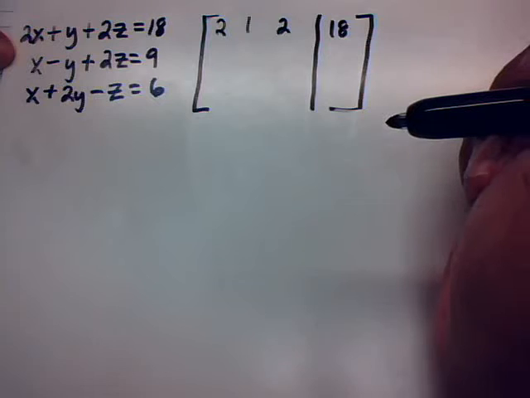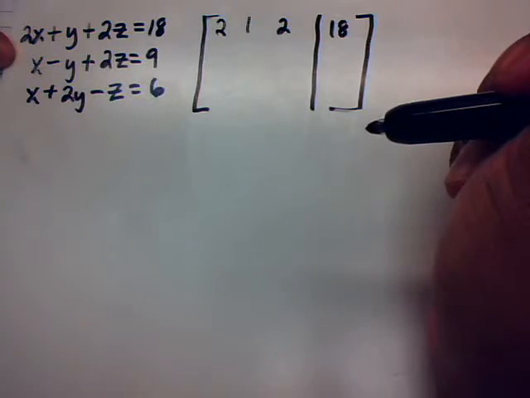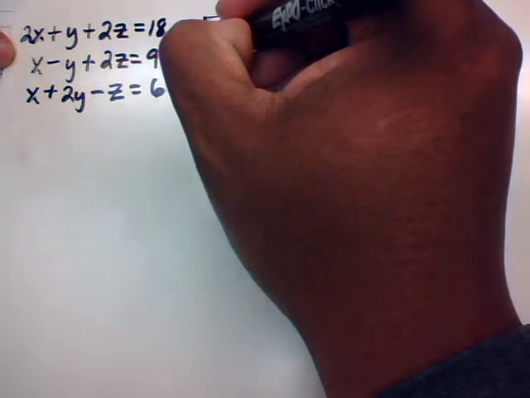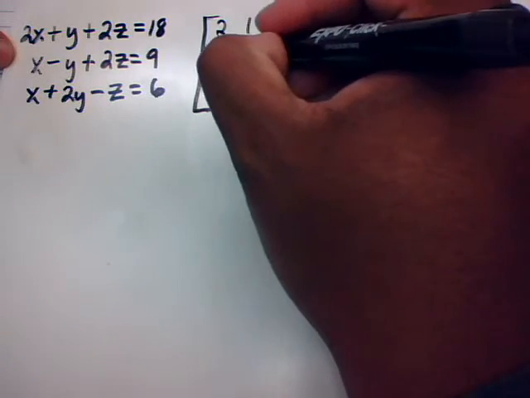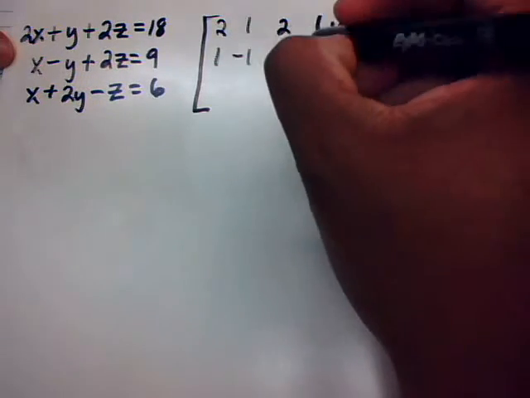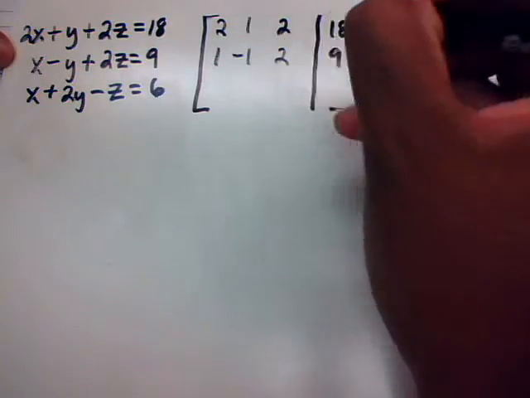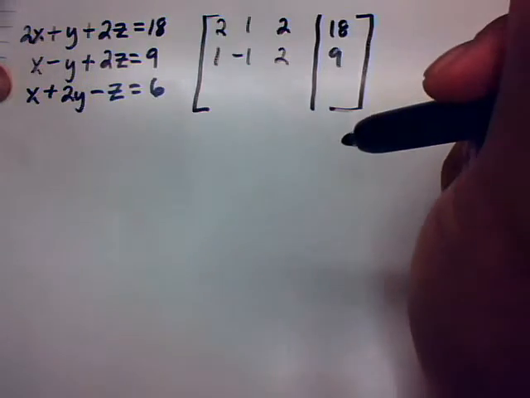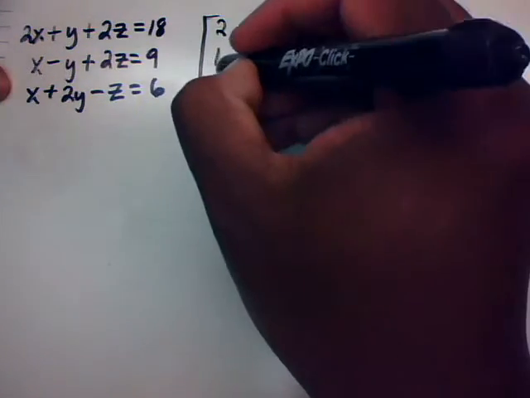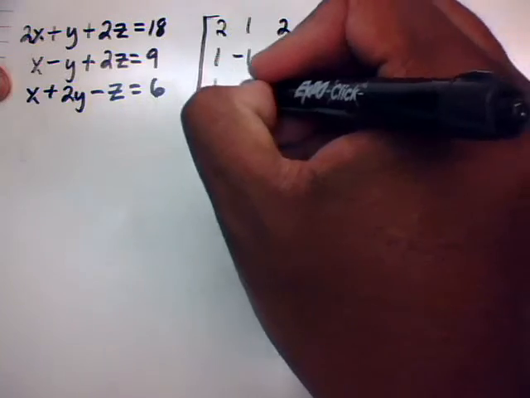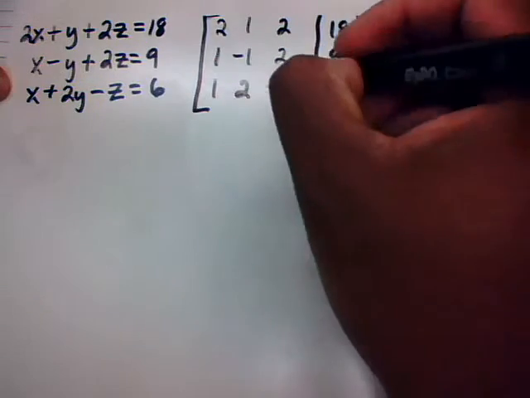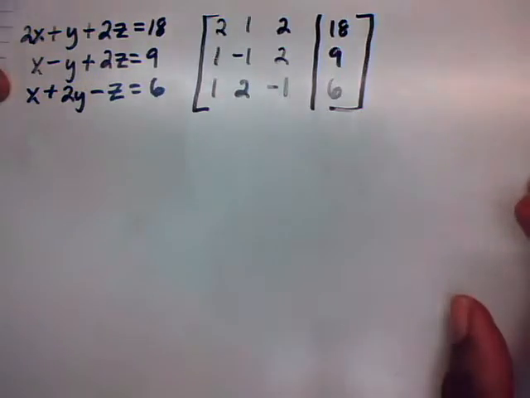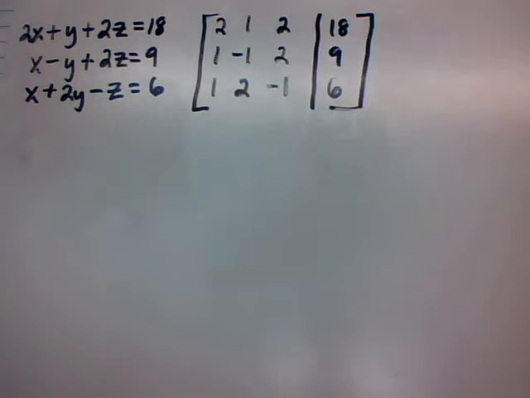So for 2x plus y plus 2z equal to 18, it'll be 2, 1, 2, and 18. The second equation, x minus y plus 2z is equal to 9. So here you've got 1, negative 1, 2, and 9. And then x plus 2y minus z is equal to 6. So this will be 1, 2, negative 1, and 6. That's your augmented matrix from a system of linear equations.